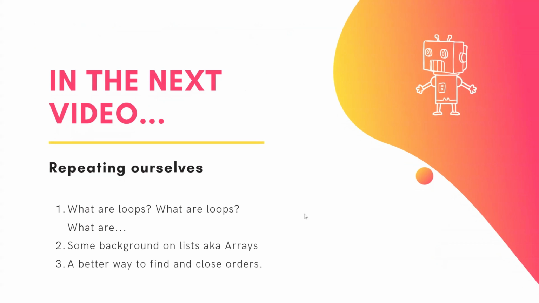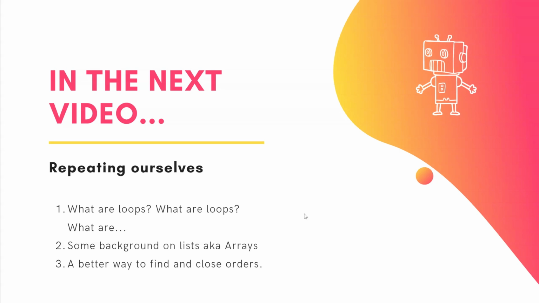So in the next video, number 7 in the series, we'll be repeating ourselves. And by that, I mean we will be looking at loops. What are loops? Well, loops are bits of code that repeat themselves, that go over and over again until you stop them. Many crashes on computers are caused by loops, so it's important we get them right.